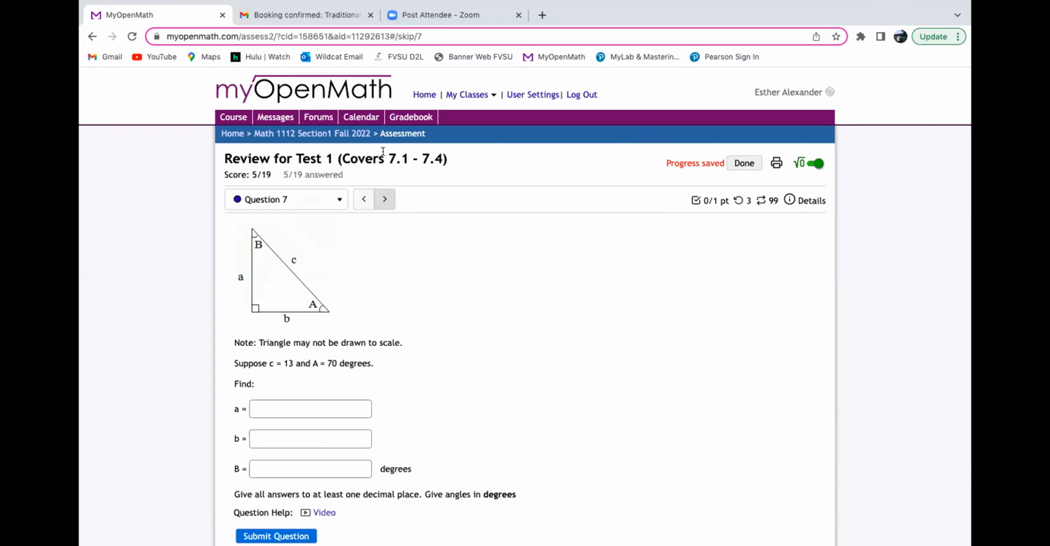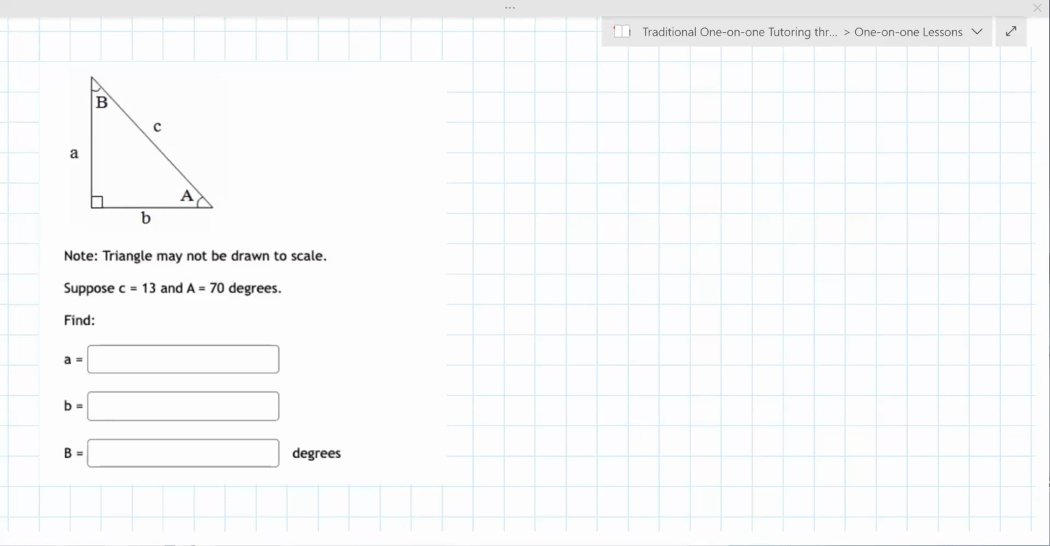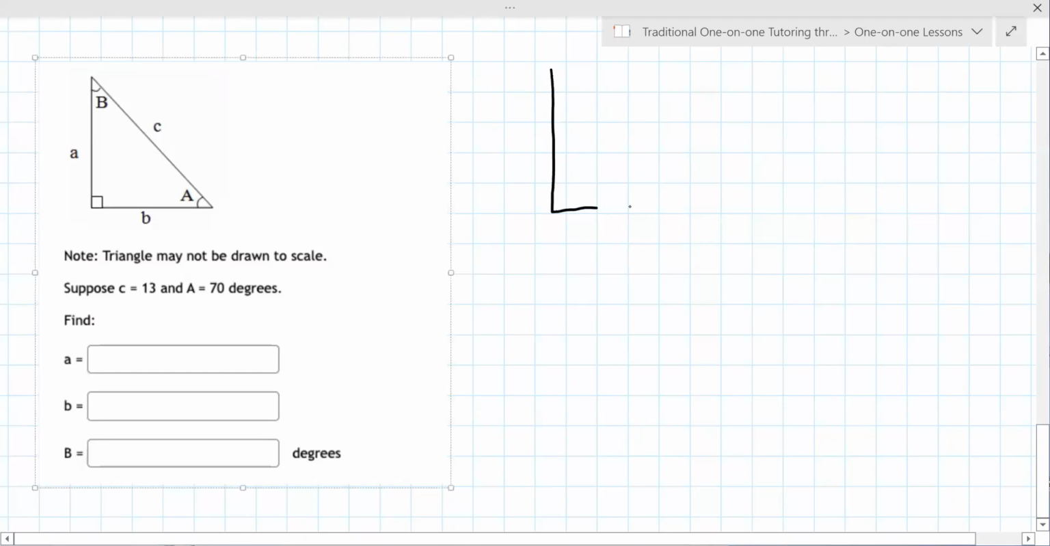All right, so I am sharing my screen again. This time, I will redraw the triangle here. So the hypotenuse is 13 and angle A is 70. So all of that stuff that I just mentioned about X and X root 2 does not apply to this problem. This is just a boring right triangle.